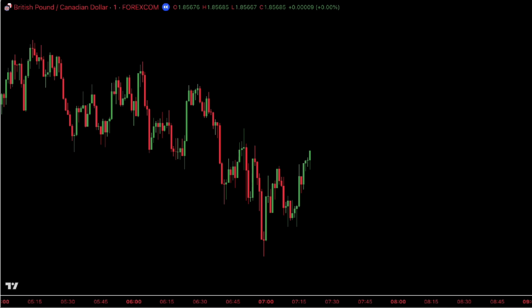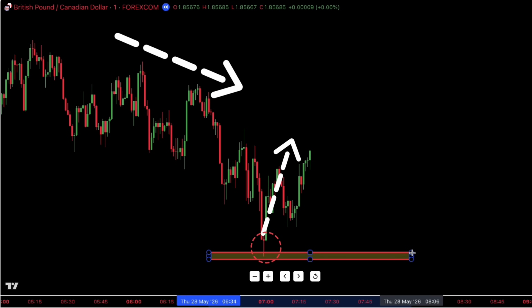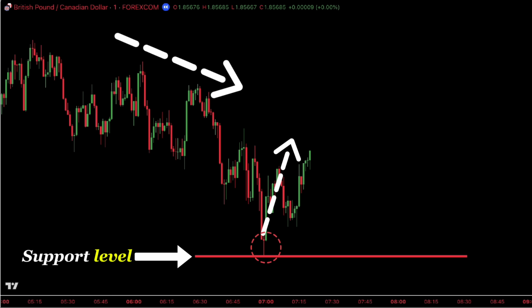Look at this chart example. This is the British pound versus Canadian dollar on the 1-minute time frame. As you can see, the market was in an extended downtrend. Remember, one of the conditions of this strategy is to have a clear uptrend or downtrend before the setup forms. In this case, we have a strong bearish move, and then the market reaches this area and reverses, creating a support level. Now look at what happened next.